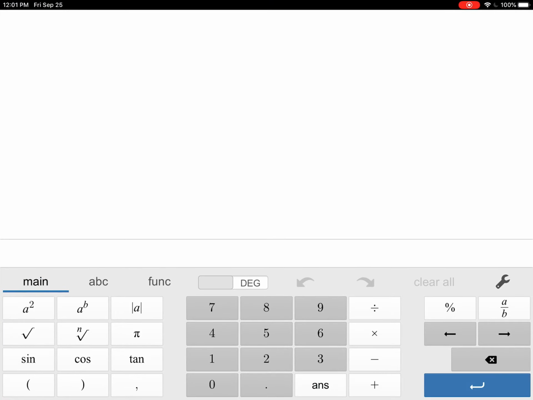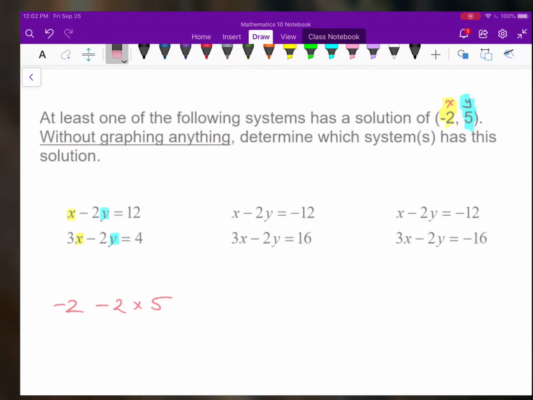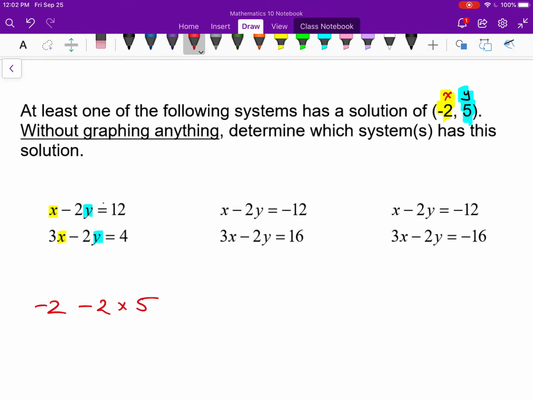And so I'm now typing in, instead of x, negative 2 minus 2 times 5. And what do I got? Negative 12. Notice the equation should be positive 12. And so I know right off the bat that this first equation doesn't even work, which means really what that tells me is that the line x minus 2y equals 12 doesn't go through the point negative 2, 5. So if it doesn't even go through that point, how on earth can it be part of the solution? So there's no point me going on even checking that.